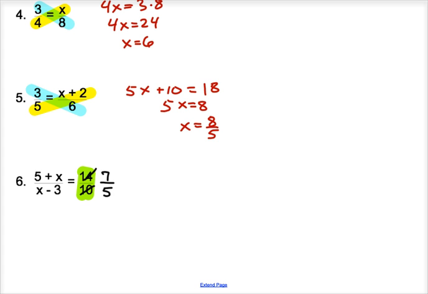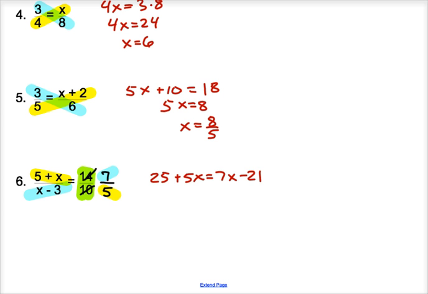Once I've done that reducing, it's time to cross multiply. It doesn't matter which way I start, so I'm going to multiply diagonally this way. And if I do that, I get 5 times 5, which is 25. 5 times x is 5x. And that's going to equal what I get when I cross multiply the other direction. So I need to distribute in the 7. And I get 7 times x is 7x. 7 times minus 3 is minus 21.